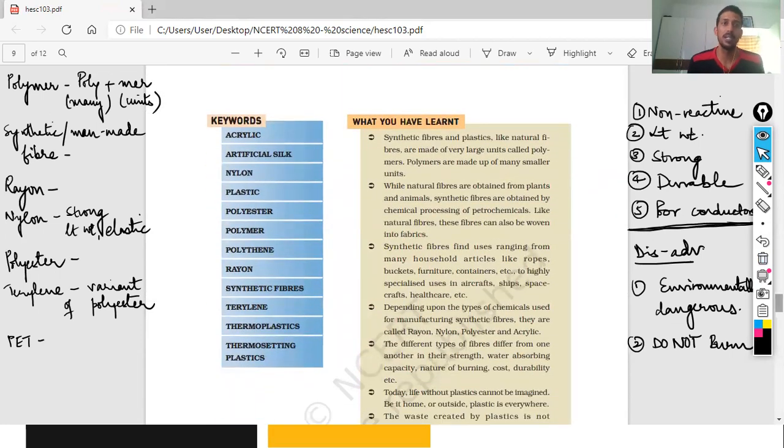Now, here are some key words related to it. Acrylic, I'm sure by now you all know what acrylic is. You have artificial silk, which is directly an example of synthetic fiber. Rayon, you have plastic. We all know what plastic is. Nylon, we know that it is a very strong, lightweight, and super elastic kind of material. Polyester, polymer, polythene, rayon. We just talked about all of these. Terylene, synthetic fibers, thermoplastics, and thermosetting plastics. We've taken examples of these two, and I've just shown you a couple of examples that I have lying around me.